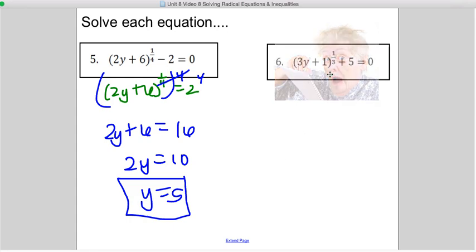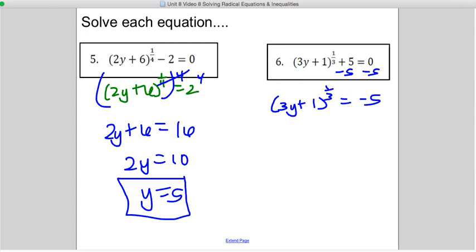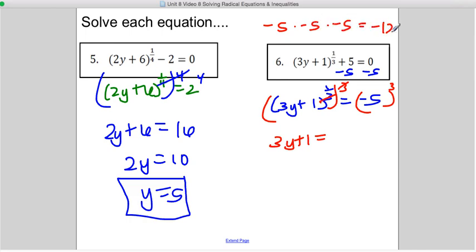Now we have example 6. This one's a cubed root. So I'm going to go ahead and get the cubed root piece all by itself. So I subtract 5. I have (3y plus 1) to the 1/3 is equal to negative 5. Then I'm going to take it to the 3rd power to cancel these. So I have 3y plus 1 is equal to negative 5 to the 3rd. So it's really negative 5 times negative 5 times negative 5, which is negative 125. You could do that on your calculator if you needed to.